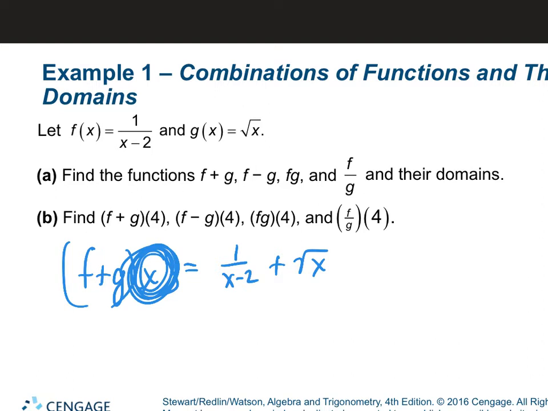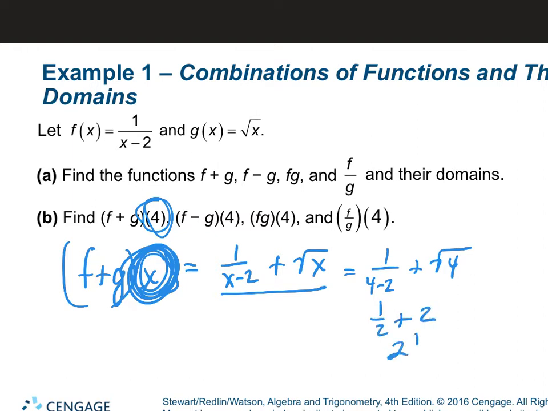Now, if they asked us to add those two and then plug in 4, like they do here, you would combine them like this, and then you would say, okay, 1 over 4 minus 2 plus the square root of 4. I'd plug in my 4 where I see the x's. So this would become 1/2 plus 2, and my answer would be 2.5. Does that make sense?